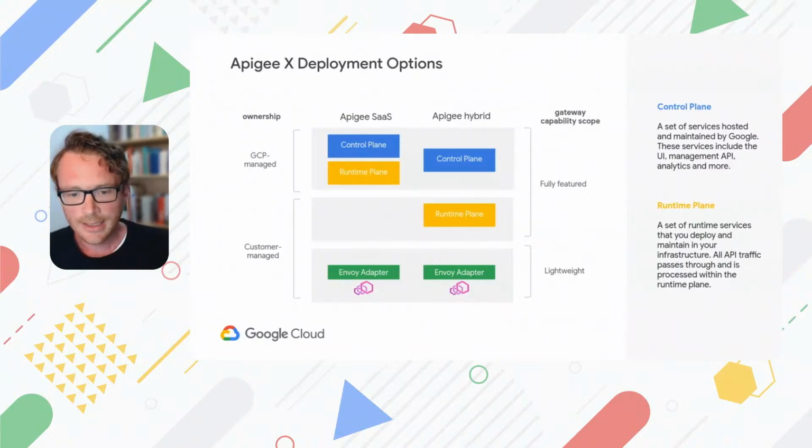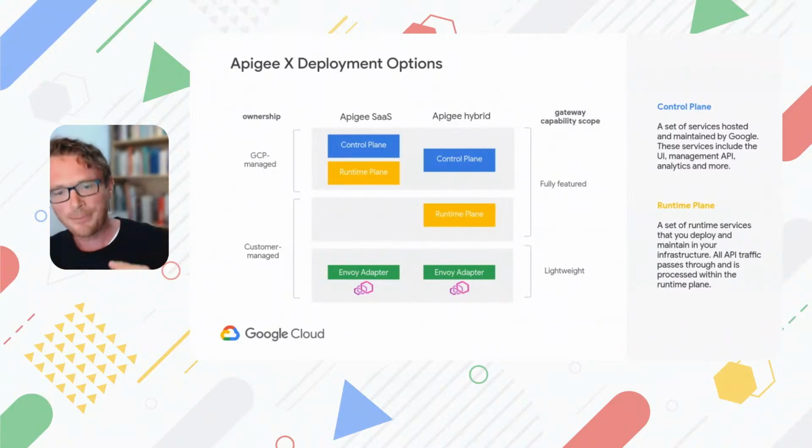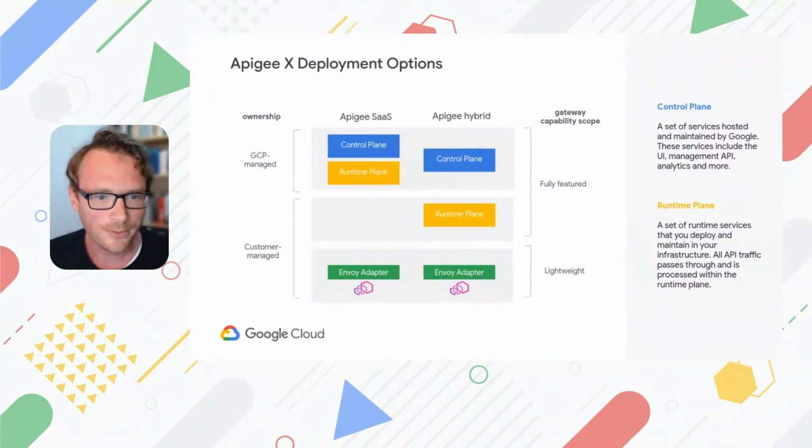And as a last thing, I think it's important to see, with Apigee and APIs as a layer on top of all of the other infrastructure and application development and services in Google Cloud, that we have a lot of flexible deployment options for deploying Apigee X and API management.